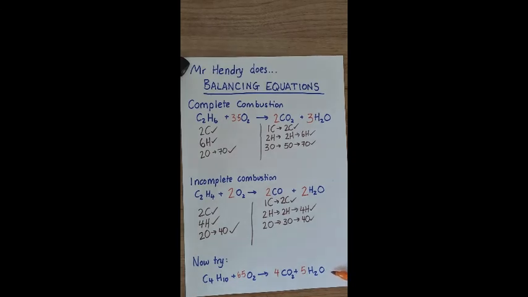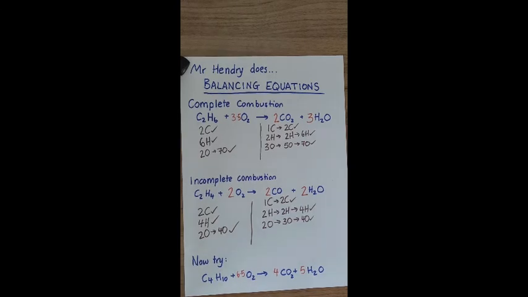So now that you've tried that one, you should have got that butane plus 6.5 oxygen go to 4 carbon dioxide and 5 water. I hope this video has helped you in working out how to balance equations, especially in the combustion of alkanes.